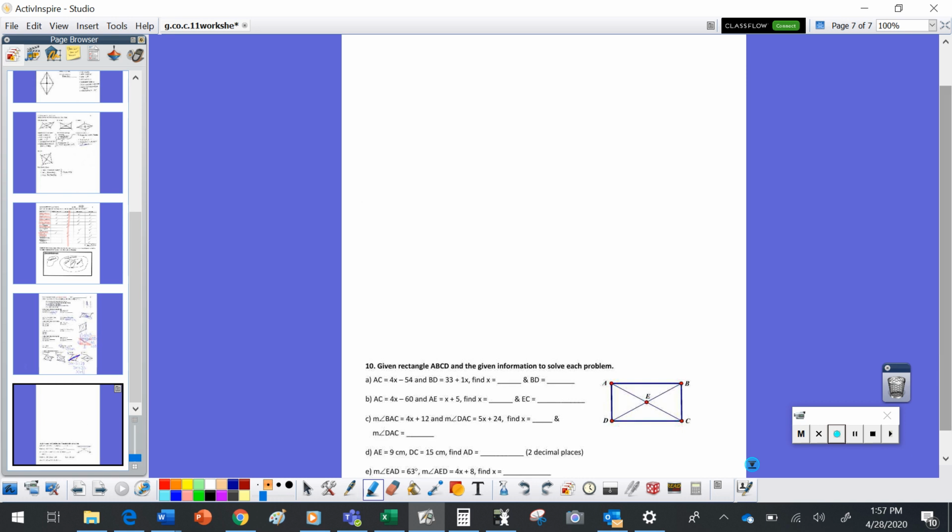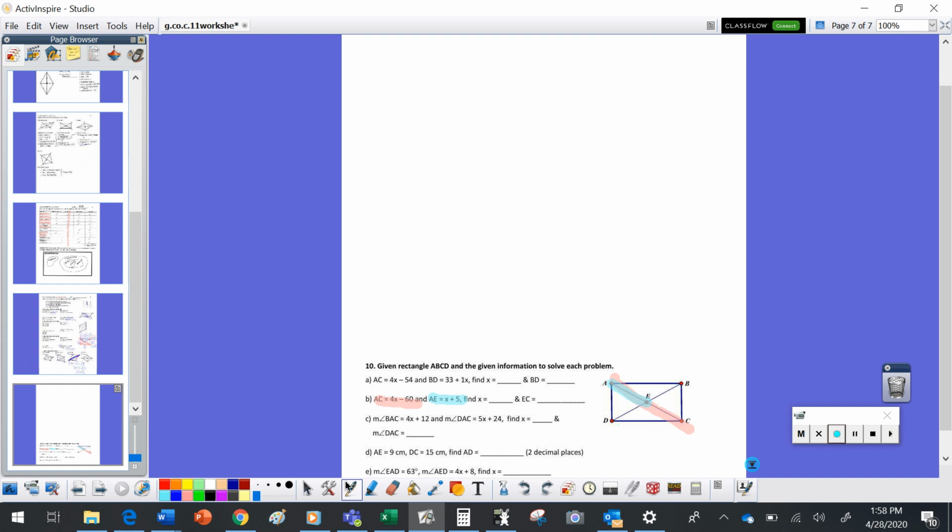Let's take a look at B. They tell us that AC, that's the whole diagonal, is 4x minus 60, and AE, that's only half of that diagonal, is x plus 5. They want us to find x and the length of EC. Okay, well, like we said, this is the entire diagonal right here, and it is 4x minus 60. Now, I know that the diagonals bisect each other, so that means that this segment, AE, is half of the whole thing. So I can look at this one of two ways.